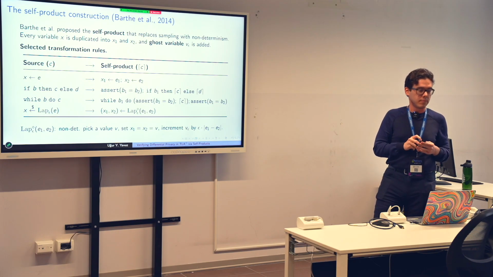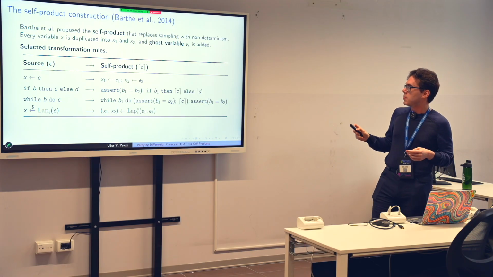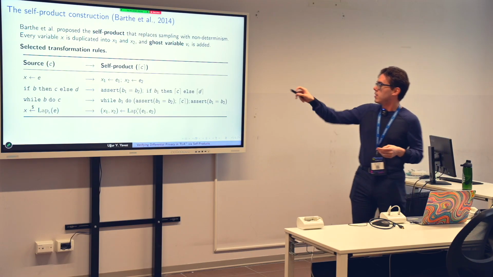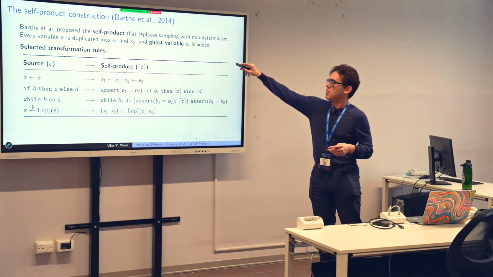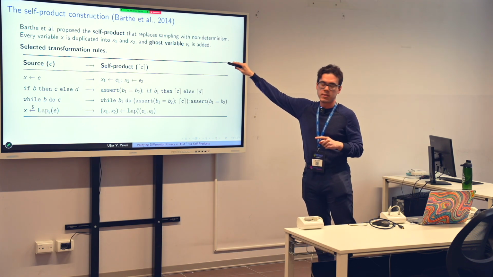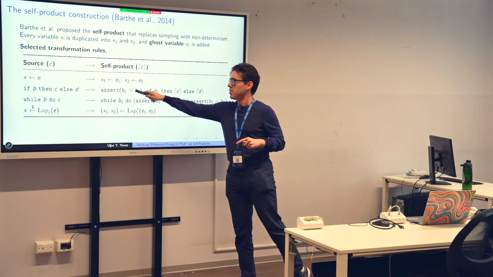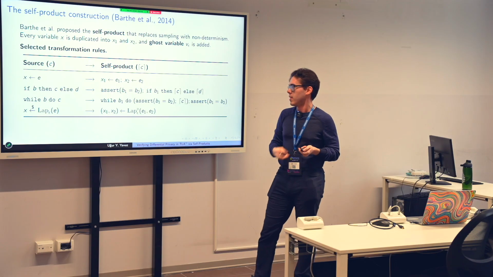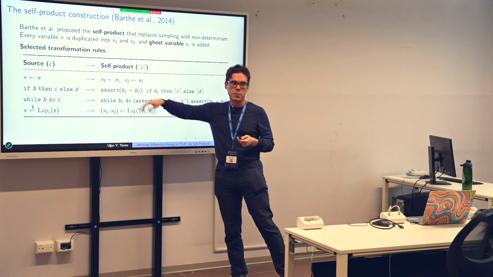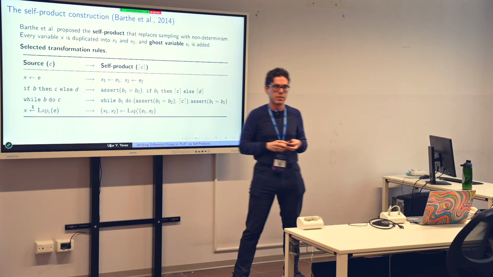B1, B2: so B is a variable in the source program, and the self product takes every variable and essentially converts them into two different variables. Because differential privacy talks about a relational property, we have two programs. B1 corresponds to B for the first execution, and B2 corresponds to B for the second execution.